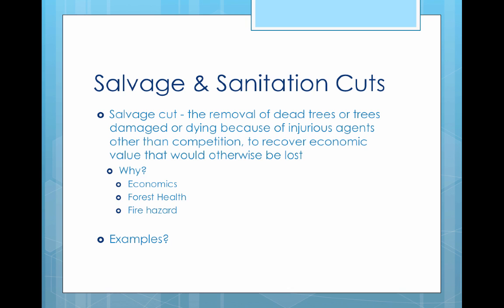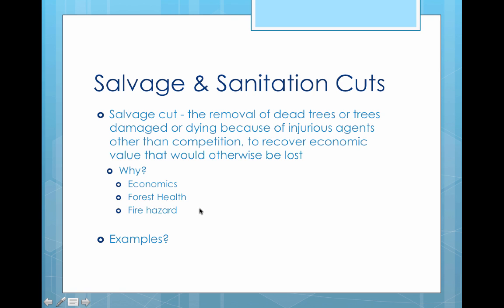So the last part of intermediate treatments includes salvage and sanitation cuts. A salvage cut is the removal of dead trees, or trees damaged or dying because of some kind of agent, some kind of disease, some kind of insect. So it's not happening because of competition. This is not competition mortality. This is something else coming in and injuring the tree: fire, insect, disease. And the goal is to recover economic value that would otherwise be lost.